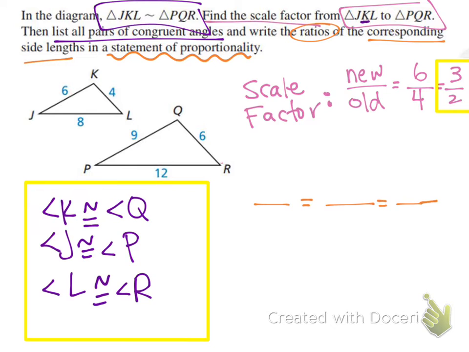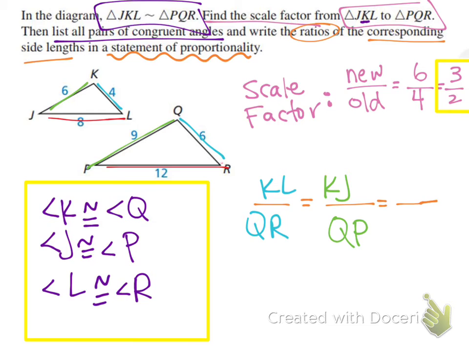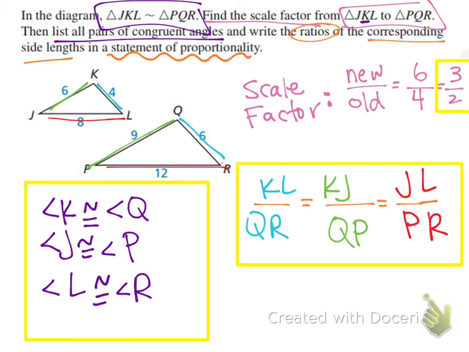Pick a side, any side. KL corresponds with QR. So KL is in the numerator. We need to pick another side from that shape. So pick another one. KJ sounds good. Which corresponds with QP. So KJ, QP. And then last, JL corresponds with, correct, PR. So that is the statement of proportionality. Boom, boom, boom.